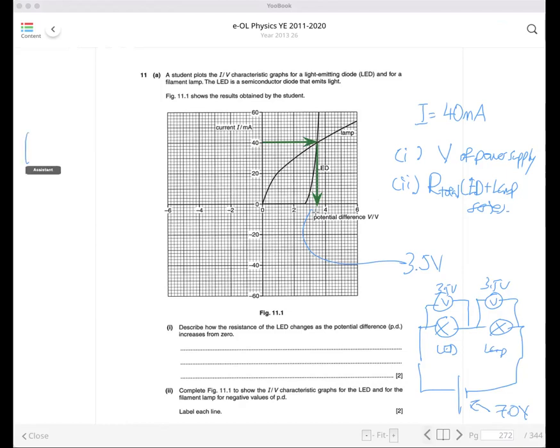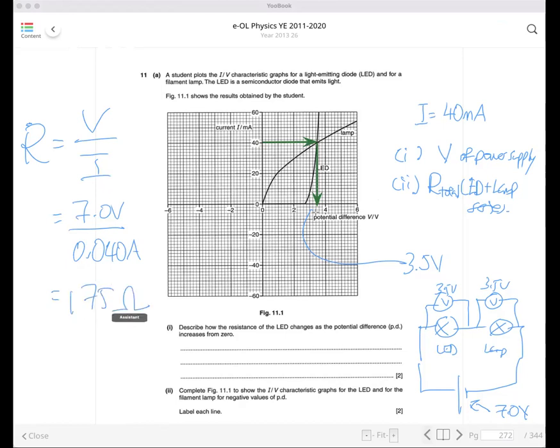Okay, so the total resistance is equal to V over I. The total voltage is 7.0 volt. The current is 0.040 ampere. So from here, you use your calculator. Are you able to get the answer? 7 divided by 0.04, you'll get 175 ohm. Is that clear, everybody? Okay, well done, Yuting. I think you are mostly prepared for the exam. Pei Kwan, I'm still concerned.